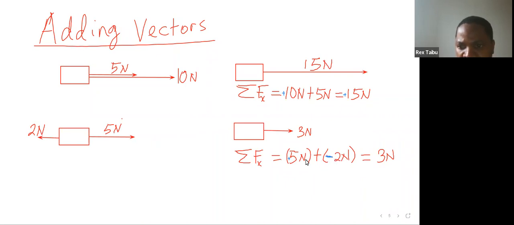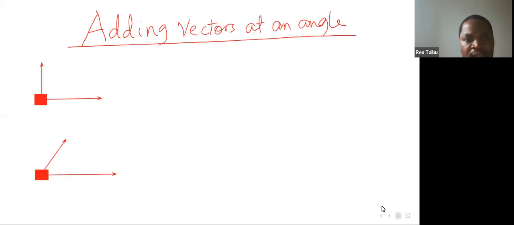And therefore, when you actually add these ones, they actually subtract. So it's 5 newtons minus 2 newtons, which is actually plus 3 newtons, meaning that this vector will be pointing to the right because you chose right to be positive. All right, so that's how we add vectors when they are linear vectors.